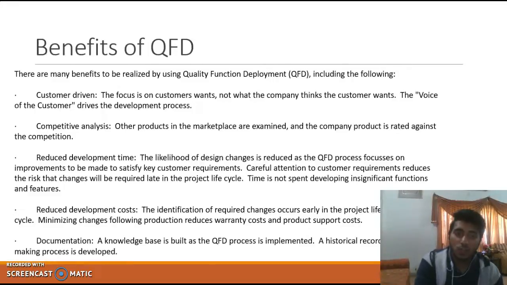The identification of requirement changes occurs early in the project life cycle. Minimizing changes after production reduces warranty costs and product support costs. And lastly, the documentation benefit. A knowledge base is built as the QFD process is implemented, and a historical record of the decision making process is developed.